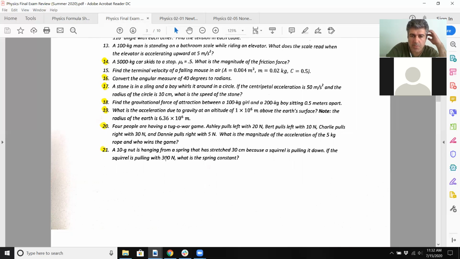A 10-gram nut is hanging from a spring that has stretched 30 centimeters. So F equals kx, we know this. We'll need to get the spring constant, because the weight is pulling on it and causes that kind of stretch. So 10 grams hanging from a spring that's stretched because the weight is pulling it down. Got it. Okay, so those are all good ones.